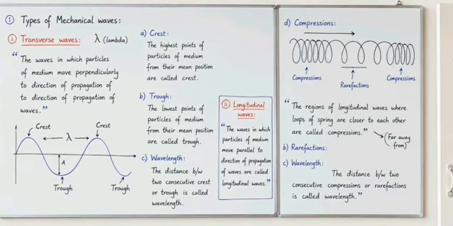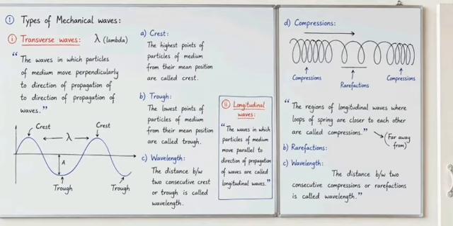Types of mechanical waves. There are two types of mechanical waves. Firstly, we will see what are transverse waves. The waves in which particles of medium move perpendicularly to direction of propagation of waves are called transverse waves.